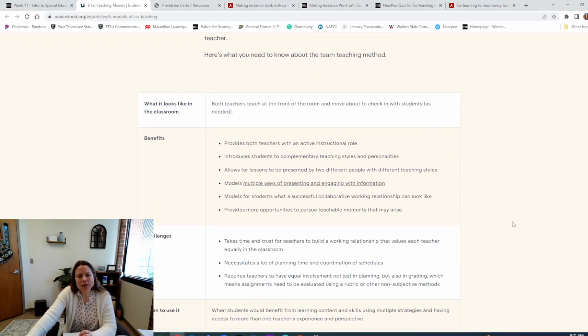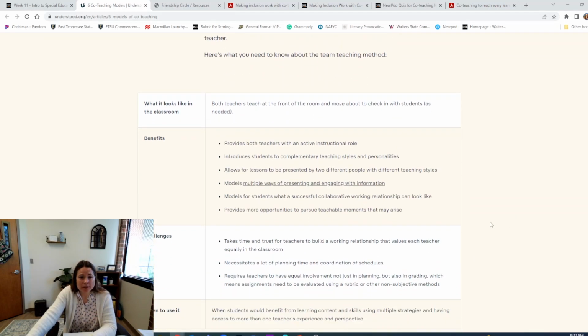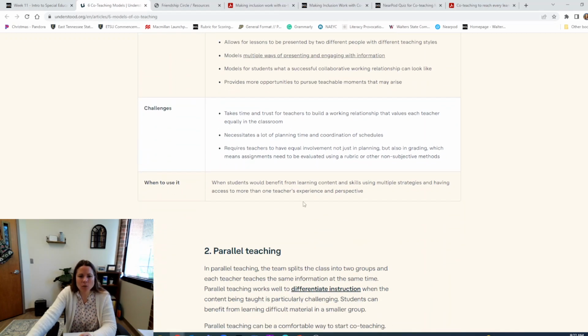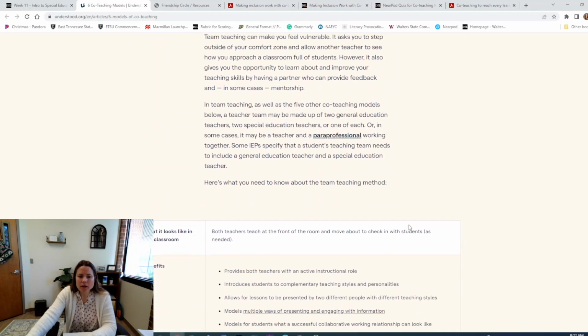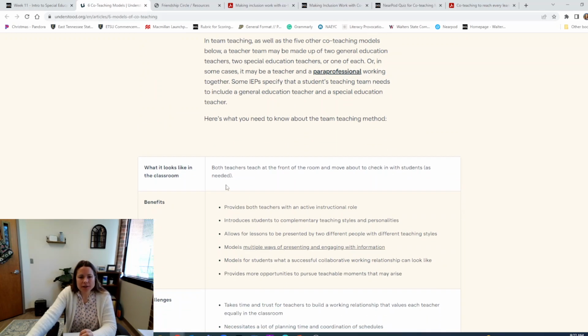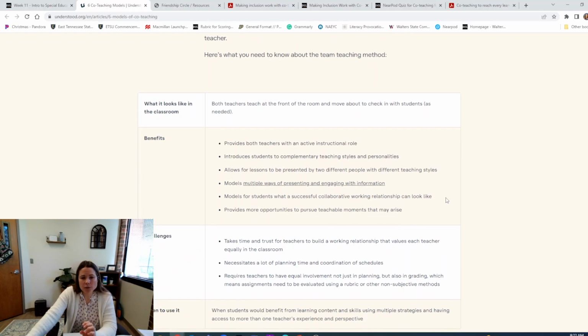So what does this actually look like? If you were doing team teaching, this is what it would look like in the classroom, right? And it talks about the benefits, the challenges, and when you should actually use team teaching. When you want to use team teaching, this means that both of you are staying in front of a room and you move about to see which students need help, right? So you both are doing it together.